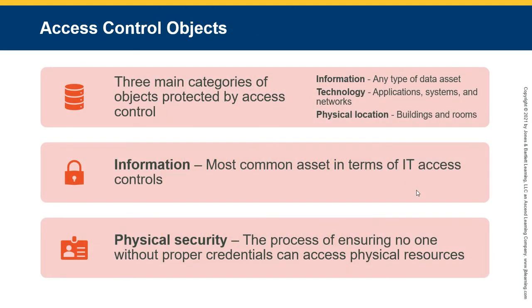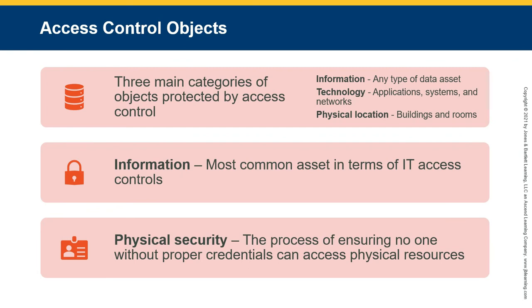So let's take a look at the three access types, right? The main categories of objects protected by access control. Information. This is any type of data. And this is what hackers want. They want information. So this is an important thing that we make sure we maintain. Technology, application systems and networks, and the physical locations. We're going to even look at controlling who can get in and out. Does the company have a security guard? Do they require badges? These are some of the things we want to look at.